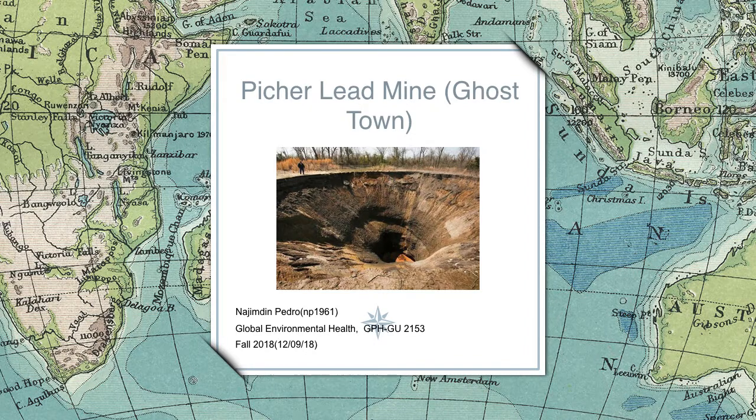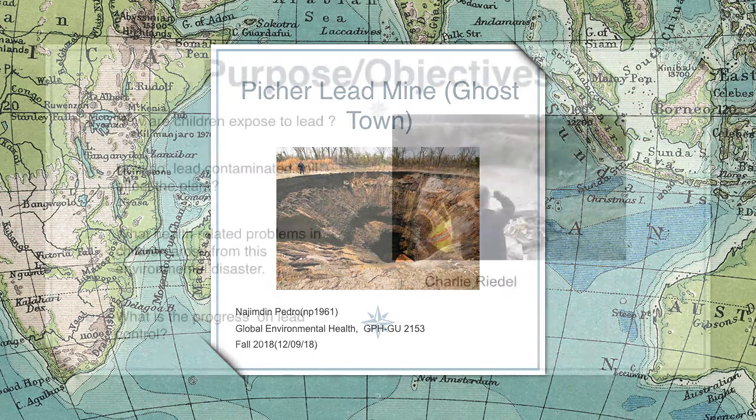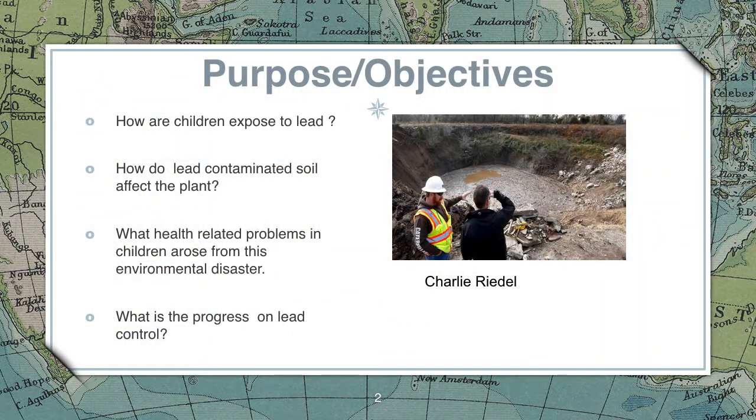This presentation is about Picher, a town in Oklahoma, now referred to as a ghost town by the EPA. The purpose of this presentation is to assess the effect of mining lead in its environment, on children and the ecology of the environment at large. But in order to do this, I need to assess how children are exposed to lead.